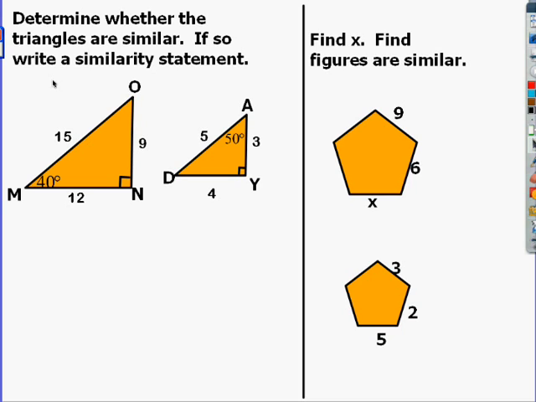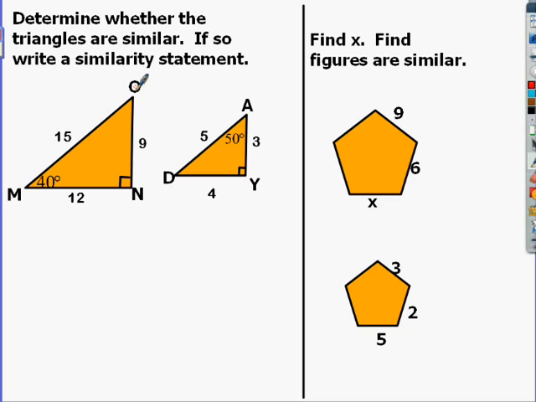Okay, looking at this first example, determine whether the triangles are similar. If so, write a similarity statement. Remember, there are two things that have to happen if the triangles are similar. The sides need to be proportional, and the angles need to be congruent. Well, let's focus on the angles first.